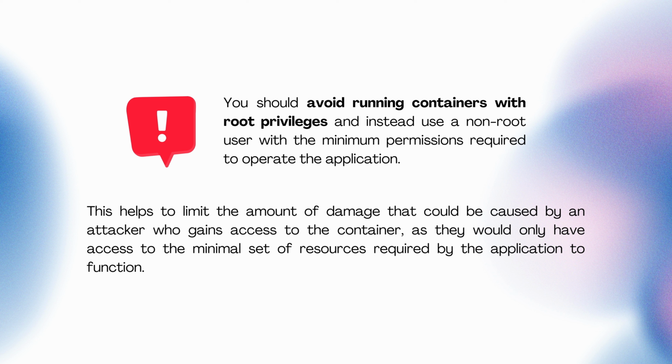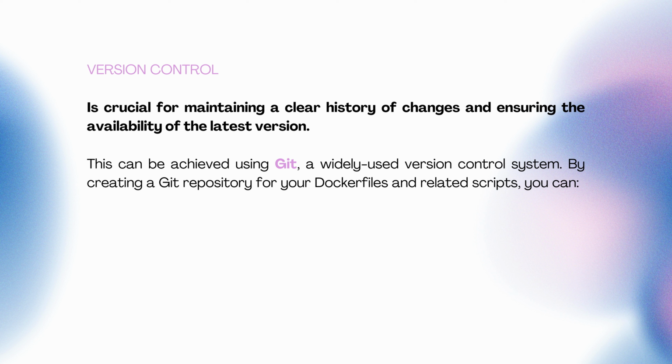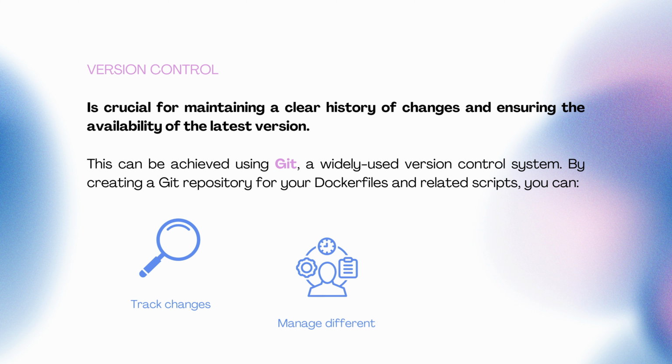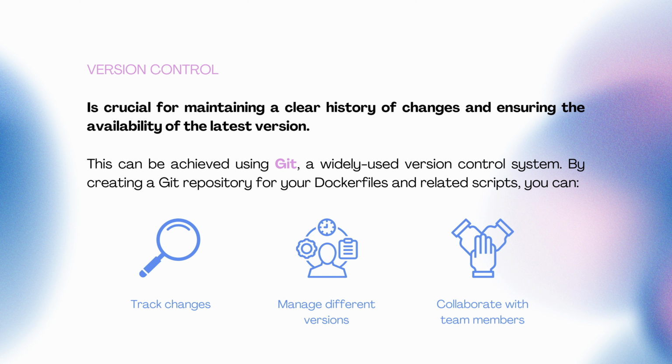When managing Docker images, version control is crucial for maintaining a clear history of changes and ensuring the availability of the latest version. This can be achieved using Git, which is a widely used version control system. By creating a Git repository for your Dockerfiles and related scripts, you can track changes, manage different versions, and collaborate with team members more effectively.